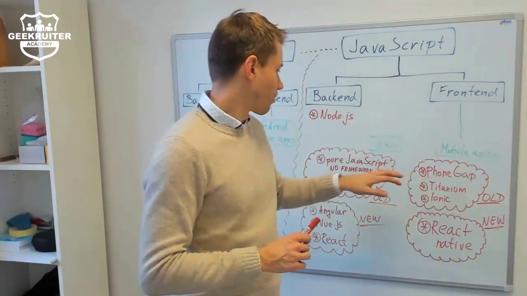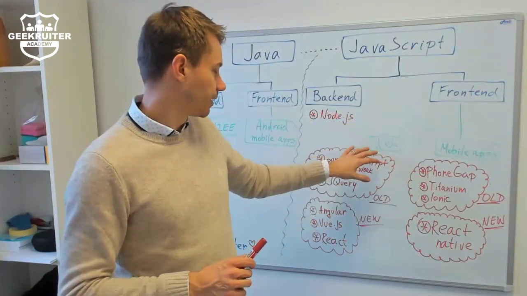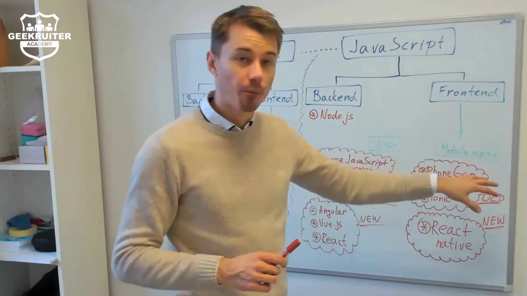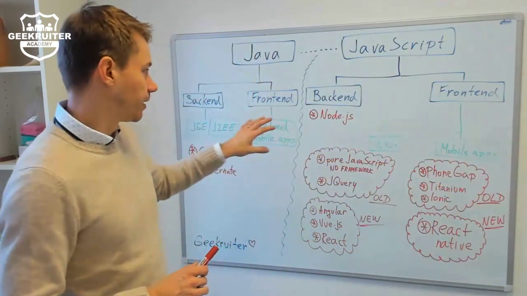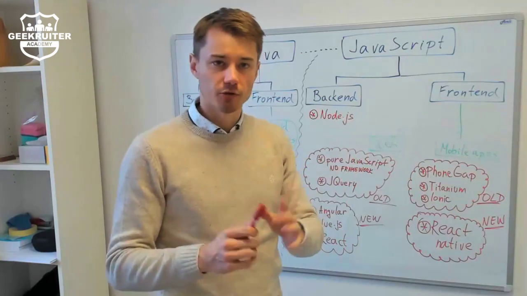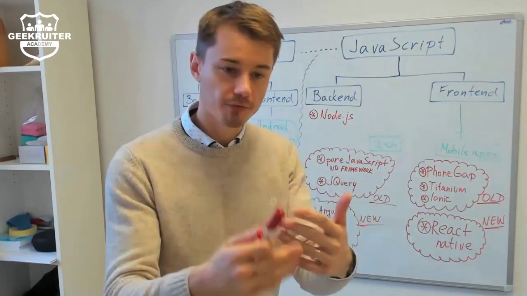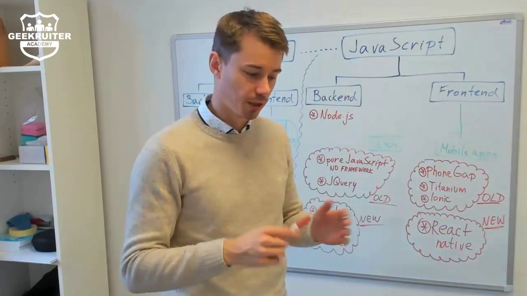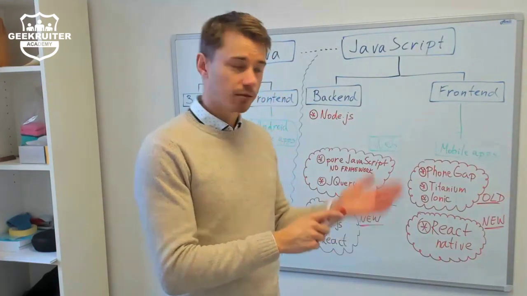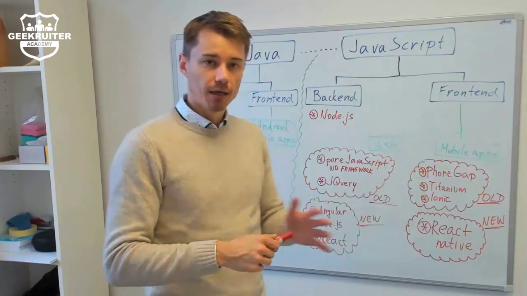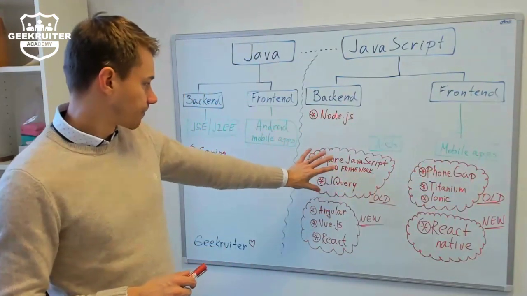Frontend, on the contrary, is used also on the web and mobile apps. So here you guys know what is front end, right? The front end means that the user interacts with something, with some front end, and the front end could be either a website or it could be a mobile app.